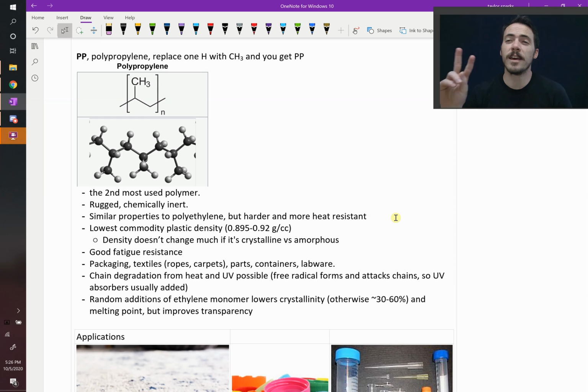Let's talk about the second most important commercial plastic, the one that is used the second most, and that's polypropylene, PP. How do you get it? You replace one of the hydrogens with a methyl group.